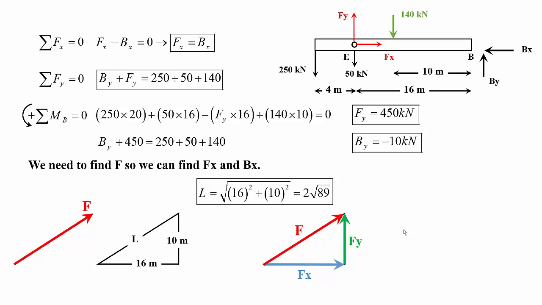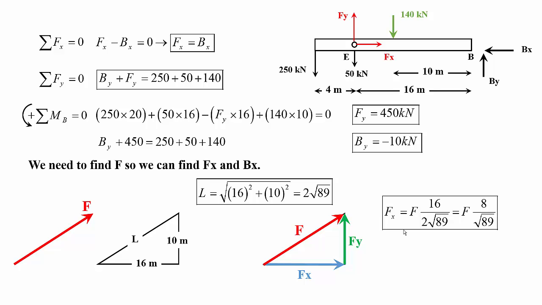But let's look at Fx, for example. Fx equals F cosine theta. But what is cosine theta? Basically, cosine theta is nothing but 16 over L. So Fx is going to be F multiplied by 16 over L, or Fx equals F multiplied by 16 over 2 times the square root of 89, and that's going to be simplified to F multiplied by 8 over the square root of 89.